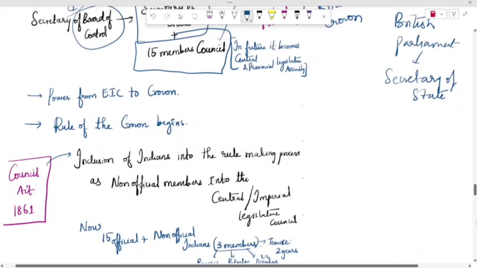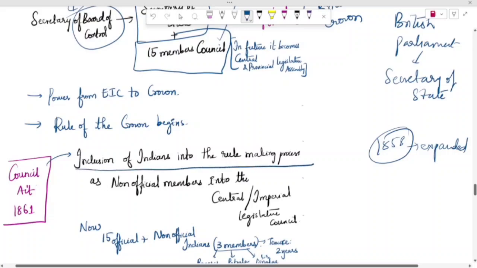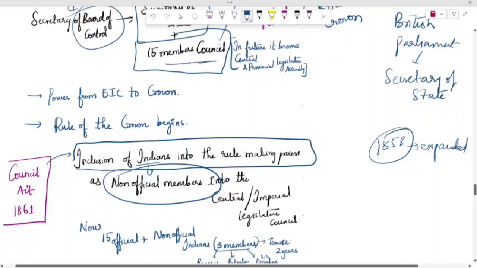But those provisions need to be expanded, right? For the 1858 Act, provisions needed to be expanded. So they were expanded in the Council Act of 1861. They said that inclusion of Indians into the rule making process will be happening, and those members from India will be added as non-official members into the council. Which council? The Central, also called the Imperial Legislative Council.